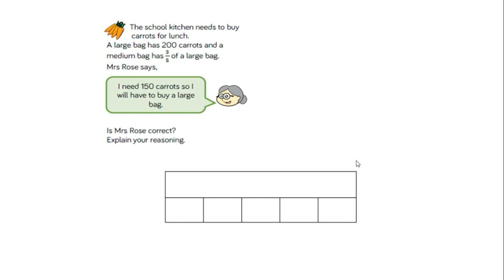Okay, so basically you need to work out how many carrots are in a medium bag, because that will prove whether Mrs. Rose needs a medium bag or a large bag. So if you go back to the question, it says that a medium bag is 3/5 of a large bag. So you need to work out, so write this down, 3/5 of 200. Here's your bar model, 5 equal parts in the whole, you want 3 of them. Complete this problem and I will reveal the answer on the next page.